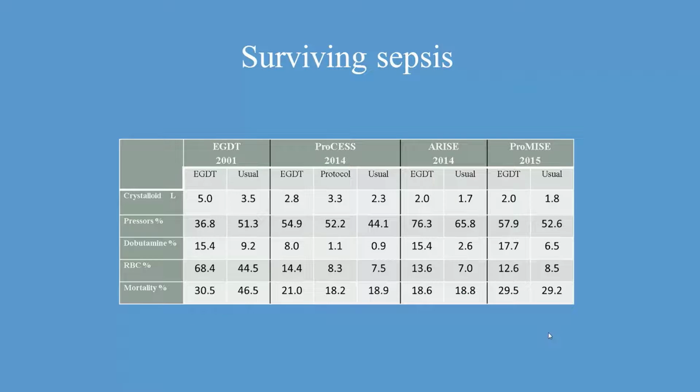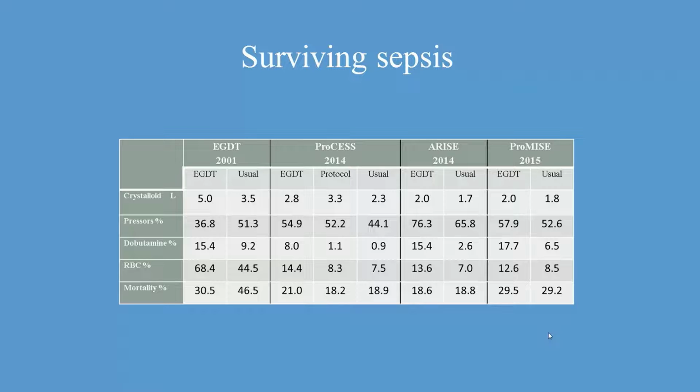So a lot of people interpreted this as early goal-directed therapy is no good. But that's not really true. Early goal-directed therapy works. The difference here is the usual therapy has just gotten much better in the dozen years after early goal-directed therapy. Early goal-directed therapy informed the basic usual care of these clinicians. So by the time these patients got randomized to these studies, they'd already received typically about 2 liters of fluid already before they even got randomized.